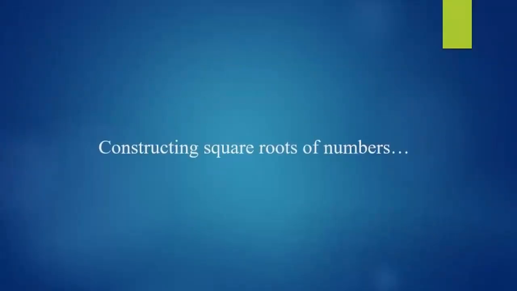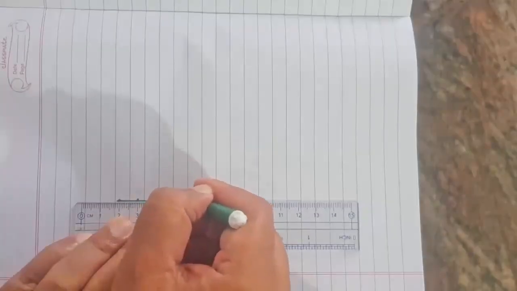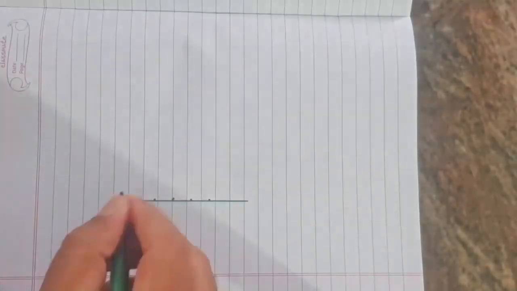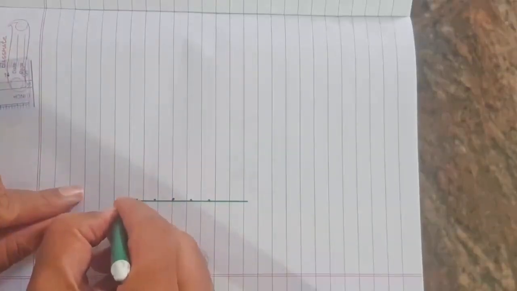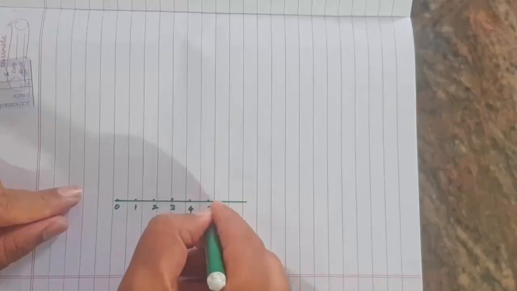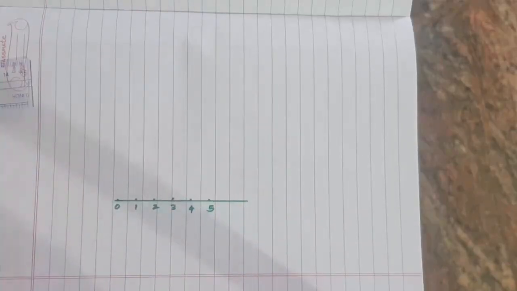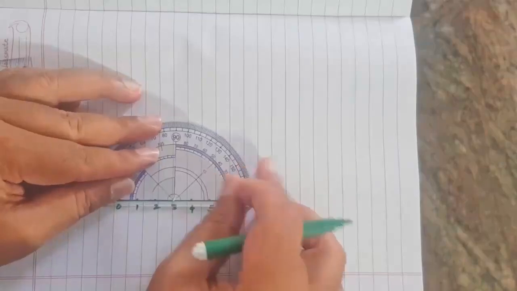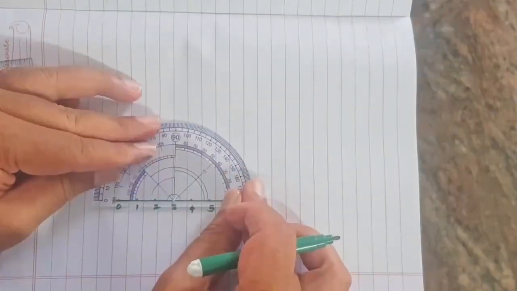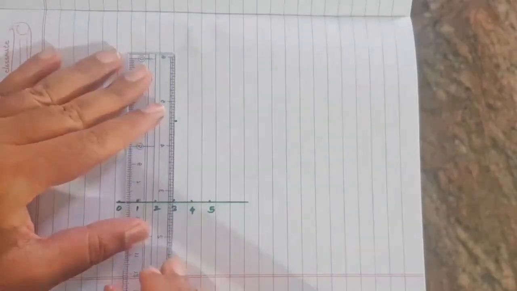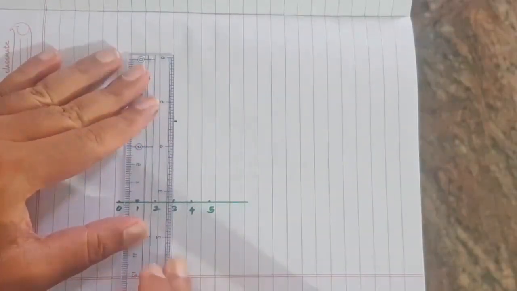Hi friends, let's understand how to construct square root of numbers on the number line. To mark square root of 2 and square root of 3 on the number line, we start off by drawing a straight line and marking various points 1 centimeter apart. So we can start with 0, then 1, then 2, then 3, 4 and 5. Now we construct, using a protractor, a perpendicular line at 3 to the line that we have already drawn.